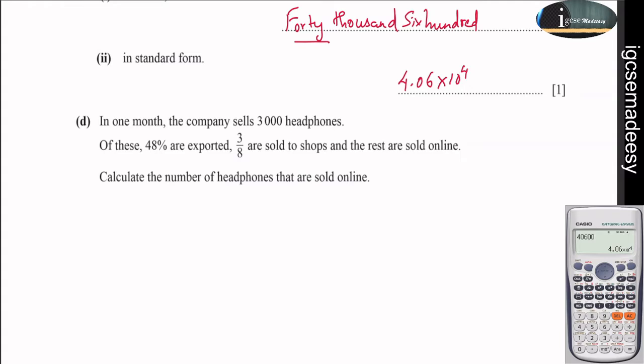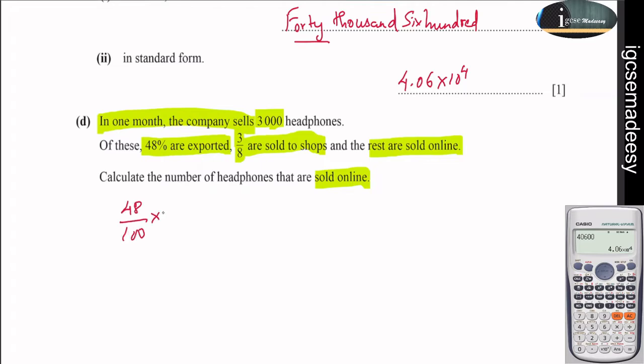Part D. In 1 month, the company sells 3,000 headphones. Of these, 48% are exported, 3 by 8 are sold to shops and the rest are sold online. Calculate the number of headphones that are sold online. We need to find out how much is exported first. So out of 3000, 48% are exported. So 48 by 100 times 3000 are exported.